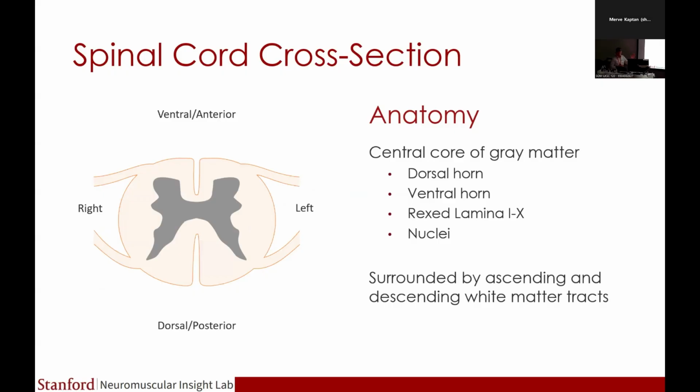If we look cross-sectionally, we have a central core of gray matter, which has a dorsal horn, a ventral horn, and an intermediate horn or intermediate zone. We'll talk a little bit about the Rexed laminae, as well as other individual nuclei within the gray matter. But the main thing is that it is highly organized, and there are important functional components to the spinal cord gray matter. Now, it's surrounded by several ascending and descending white matter tracts, which also have specialized function, and it's all highly organized.